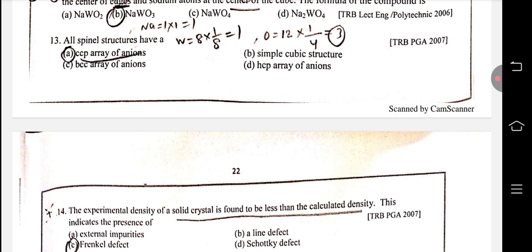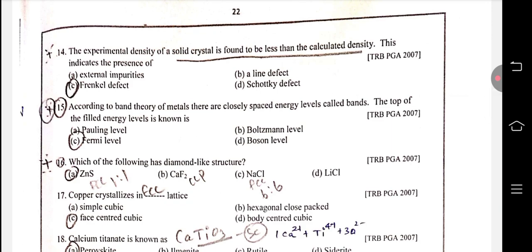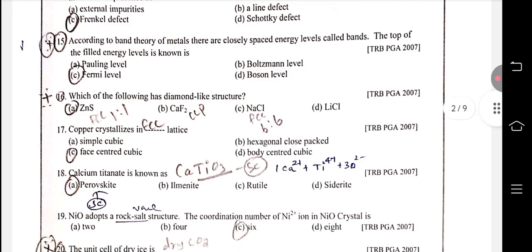13. All spinel structures have the CCP arrangement of the anions. 14. The experimental density of the solid crystal is found less than the calculated density with the Frenkel defect. According to the band theory of metals, closely spaced energy levels are called bands. The top of the filled energy level is known as the Fermi level.